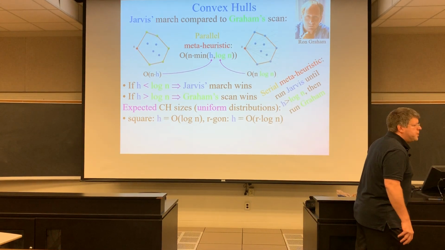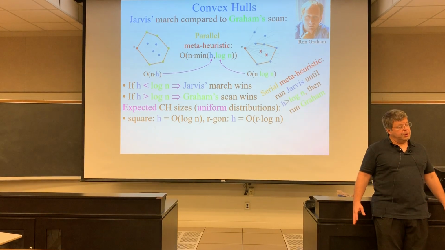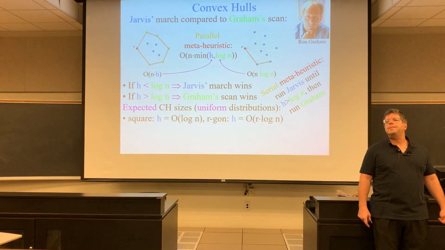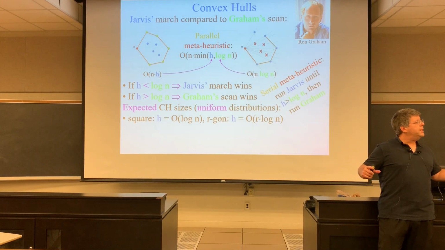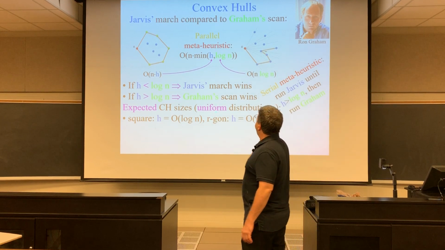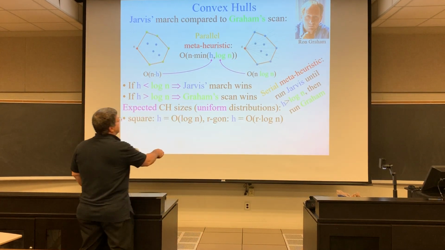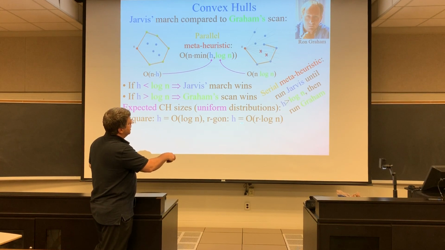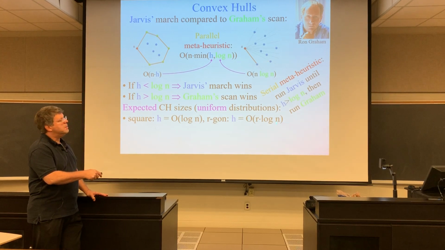So if you have 1,000 points inside a square, uniformly, randomly distributed, the size of the convex hull will be log of 1,000, which is about 10. If you have 1,000,000 points, it'll be about 20. So the convex hull is much smaller than the number of points, assuming it's in a square. If it's in an r-gon, a regular four-gon, or a five-gon which is a pentagon, or a six-gon which is a hexagon, it depends on the number of sides. So it's r, the number of sides in the gon, times log n. So if it's in a hexagon, it'll be 6 times log n.